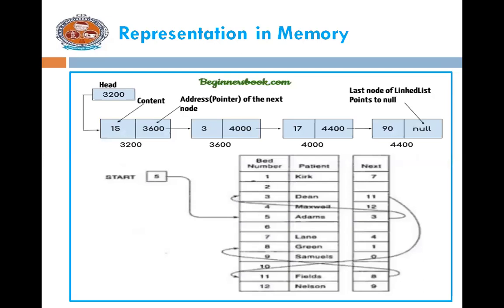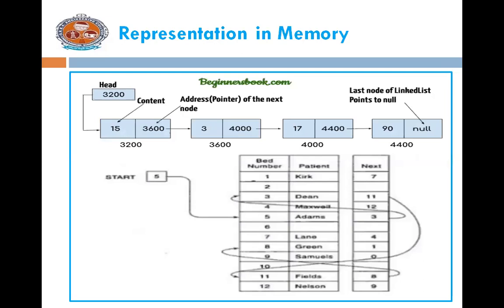In the third node, the data is 17, and the link part is 4400. This 4400 is the address of the fourth node. The fourth node contains the data 90, but because this is the last node, it does not point to any other node after it. That's why in the link part we have given null, which indicates it is the end of the list, the last node of our linked list.